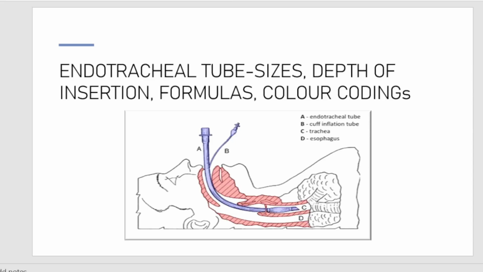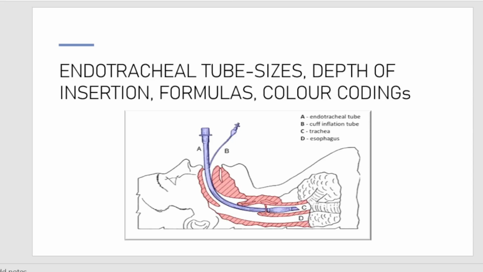Coming to depth of insertion, we have to know about the depth also. In adults, it is about 19 to 24 centimeters from the lips, and in the neonate, it is based upon the weight. A weight based formula is there: age by 2 plus 12 centimeters. So we have to measure the depth of insertion also. And coming to the formulas, for children and for adults, we have to know the formulas related to endotracheal tube insertion, and we have to know about the complications.